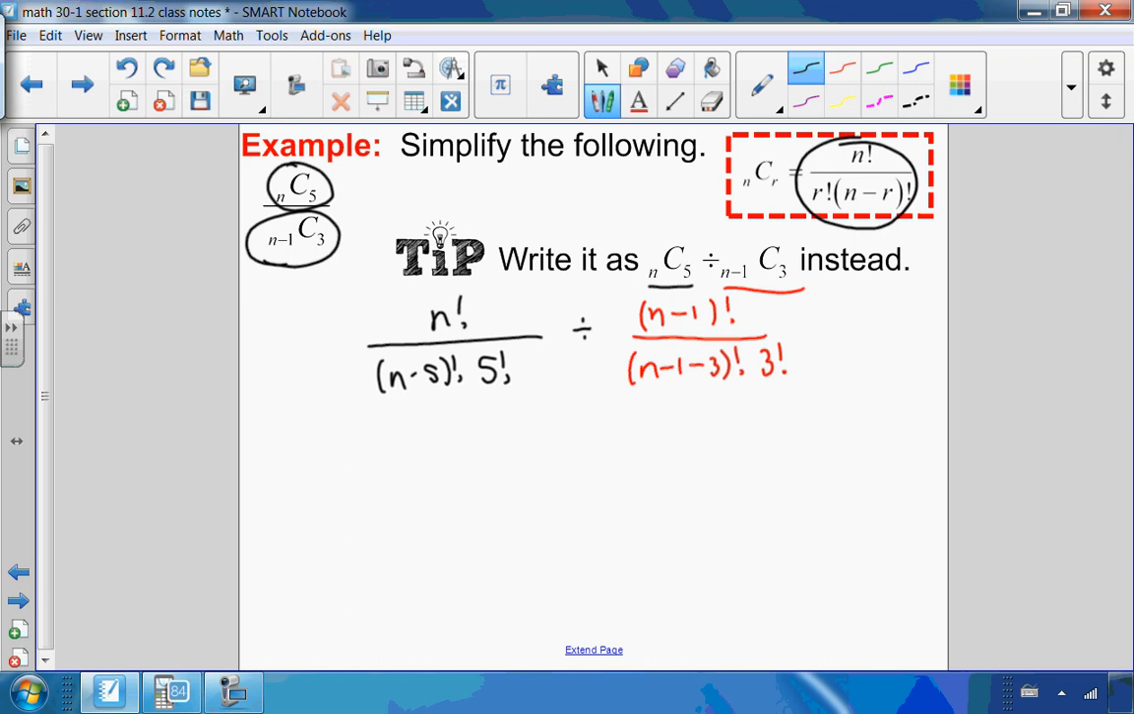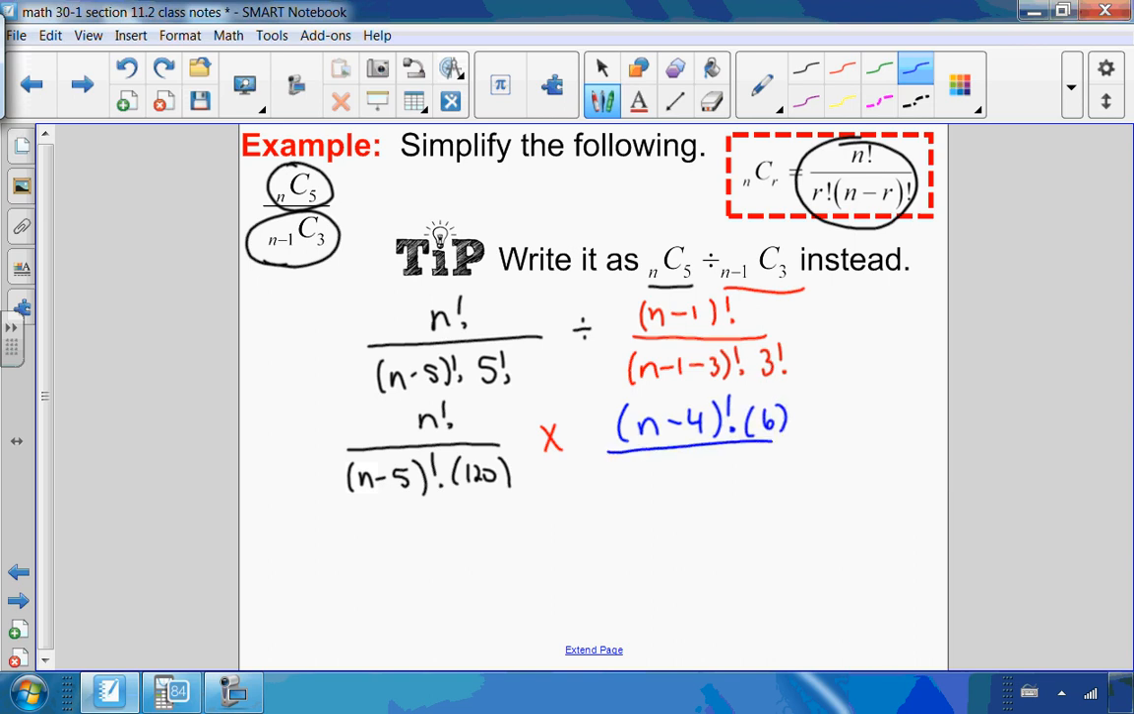Okay, so I have n factorial over (n minus 5) factorial times, now 5 factorial is just a number, 5, 4, 3, 2, 1, which is 120. Okay, so I'm going to keep my first fraction the same, change division to multiplication, and flip my second fraction. So this denominator becomes the numerator. So n minus 1 minus 3 is (n minus 4) factorial, and then 3 factorial, 3, 2, 1 is 6, all over (n minus 1) factorial.